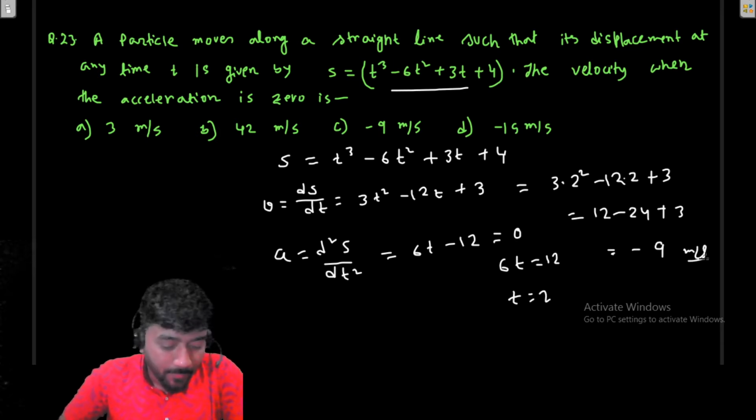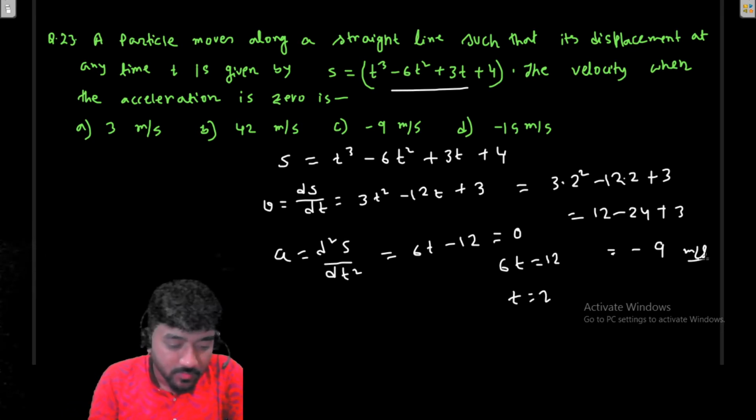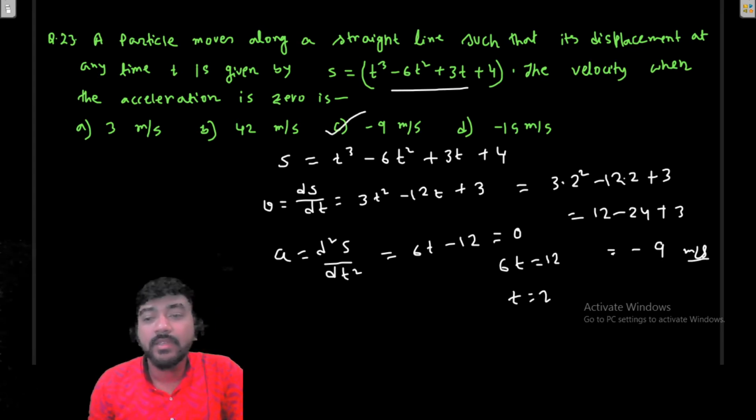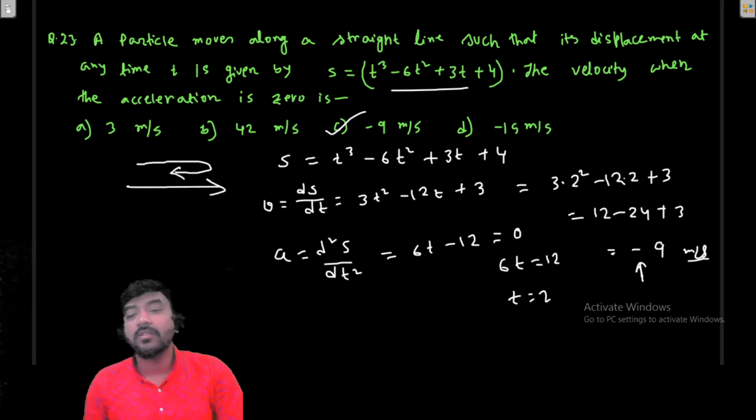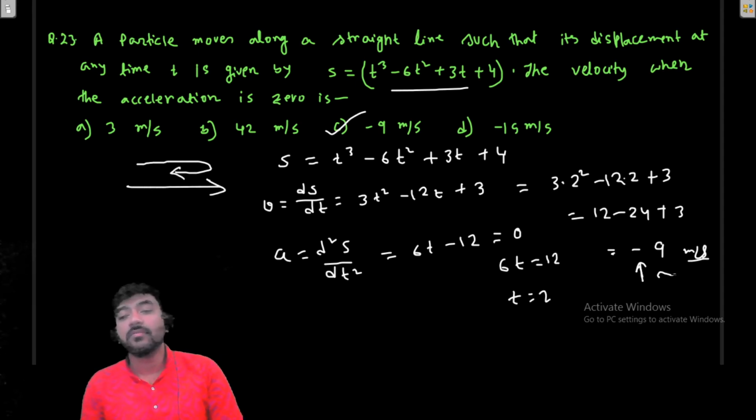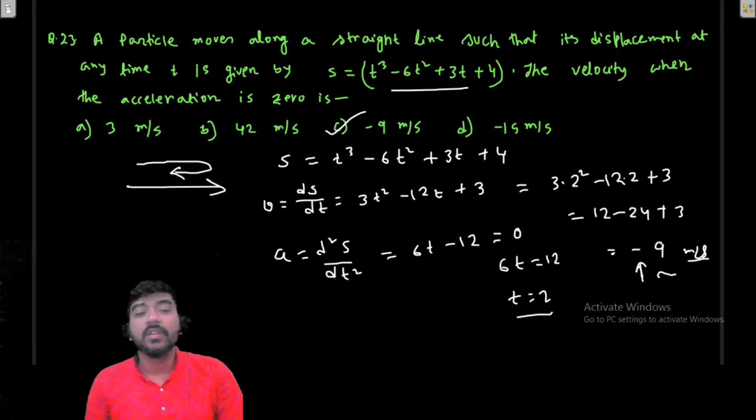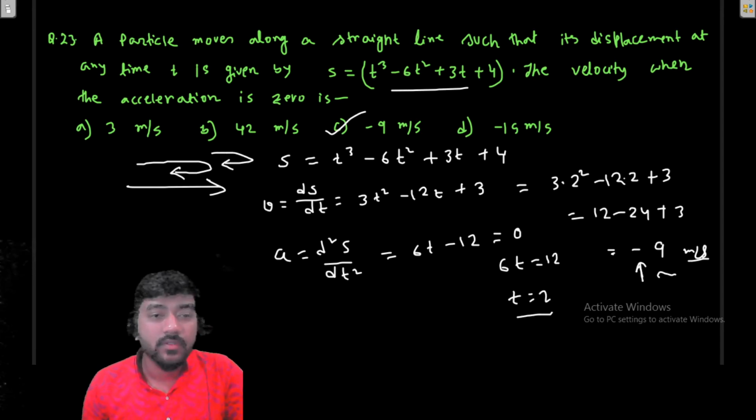So it means its velocity will change direction. So the correct answer should be C. This negative sign implies that the velocity will reverse. If a positive sign implies that the velocity is along this direction, then it will turn. That's why its velocity is minus 9. So after 2 seconds the particle will move back. That's why its velocity is negative. So these are the questions on acceleration.